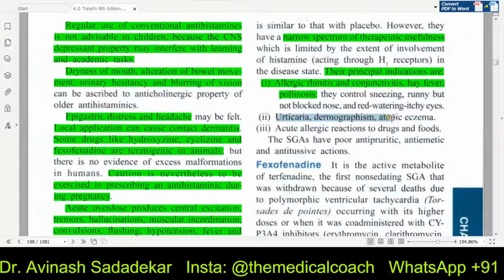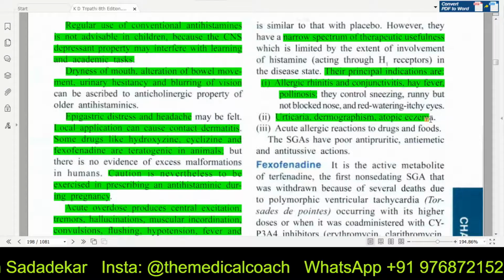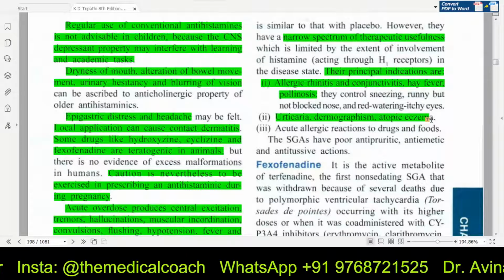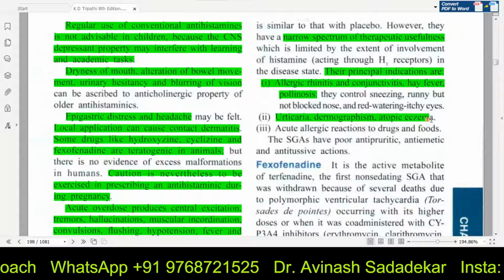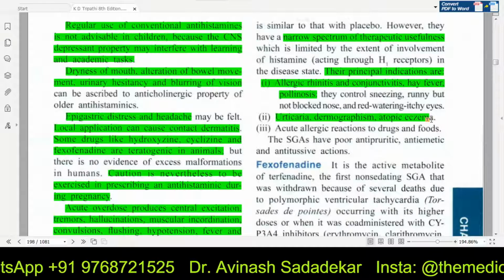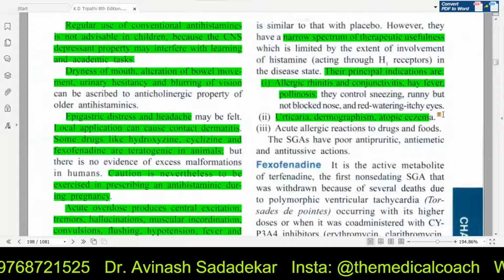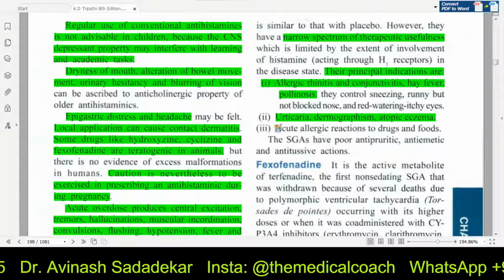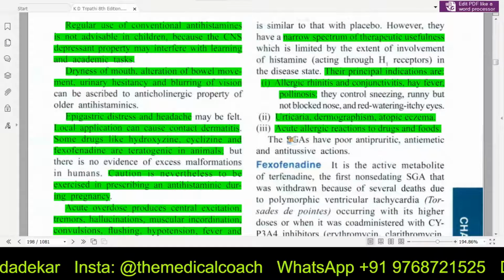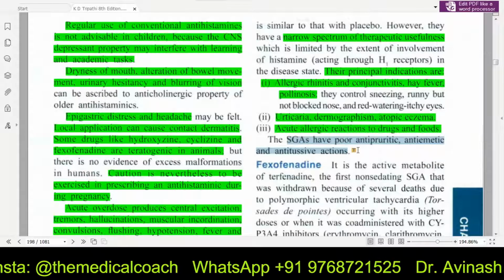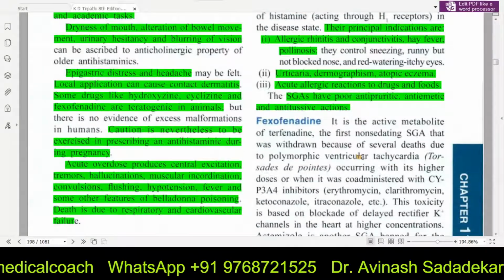In urticaria or something called dermographism, because of allergic conditions, you can literally scratch the skin of the patient and you can write your name on it. There will be inflammation in the places where you scratch. That's dermographism. And atopic eczema, in acute allergic reactions to food, drugs. But they don't have good antipruritic, antiemetic and antitussive actions.